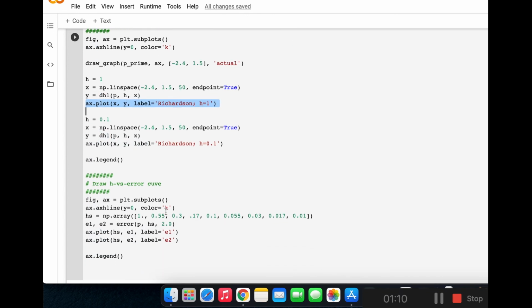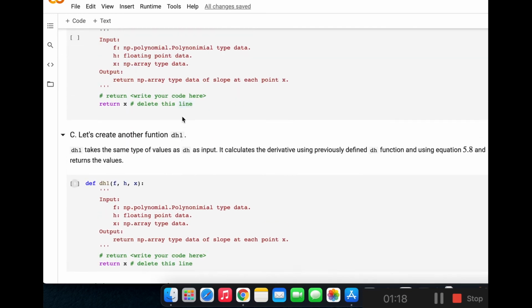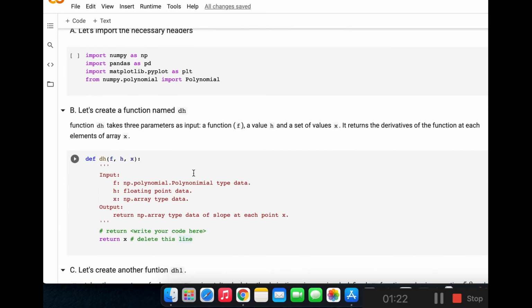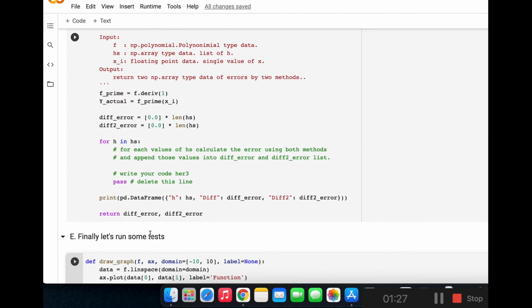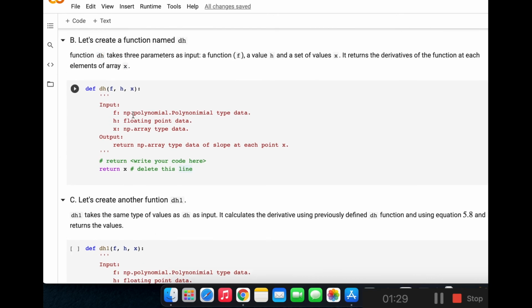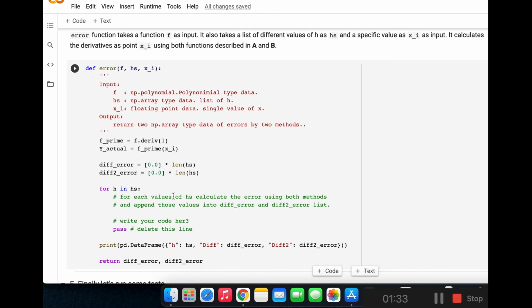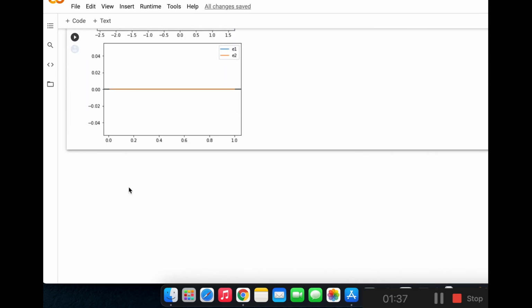But since these are part of the skeleton code, you won't be needing that to do your assignment. What you need to do is understand what this function really means and implement it into the code by writing the functions dh1 and completing the error function. Okay, so this is it for the Richardson extrapolation.